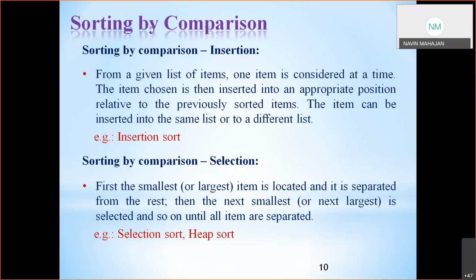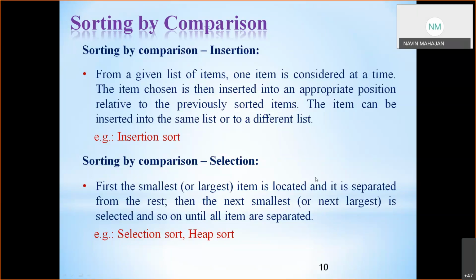So this was selection sort. First find the smallest element's location, and swap that smallest element with the first element. Then for the remaining elements from the second to the last, you find the smallest element's location and swap it with the second element. You keep on doing this, and at last you get the sorted list. So these are examples of sorting by comparison, both insertion and selection sort.